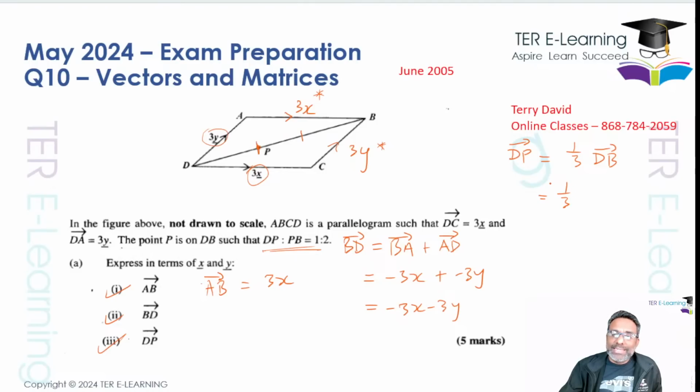Now the vector DB is the reverse direction of this, so that's going to be 3x plus 3y. You're reversing the direction. So when I work this out here, I'm going to get x plus y. So that is the vector DP. It's going to be x plus y.